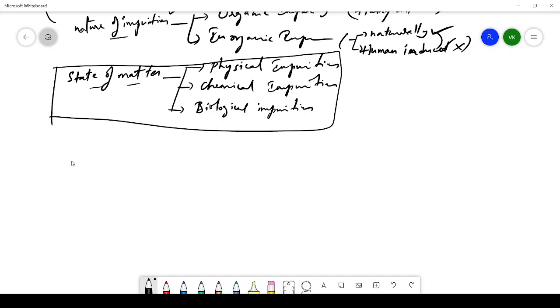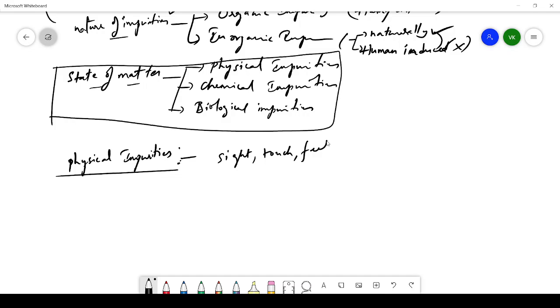What are physical impurities? The meaning of physical impurities is nothing but if you are able to identify the impurities based on the senses like sight, touch, feel, taste, odor. If you are able to identify the impurities in the water based on senses like sight, touch, feel, taste, and odor, then such kind of impurities are called physical impurities.